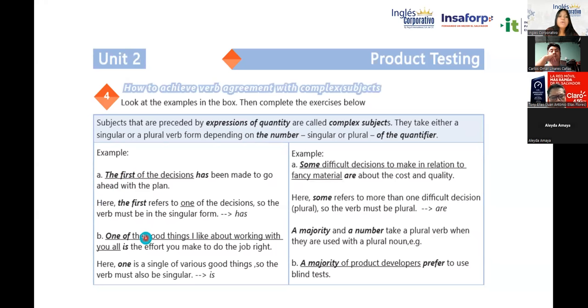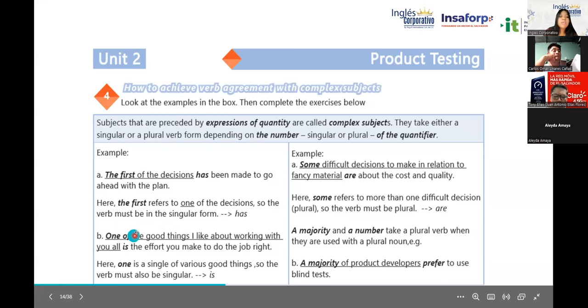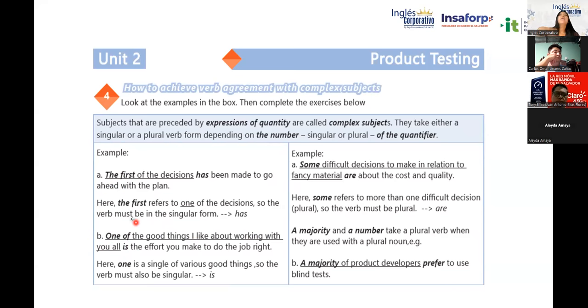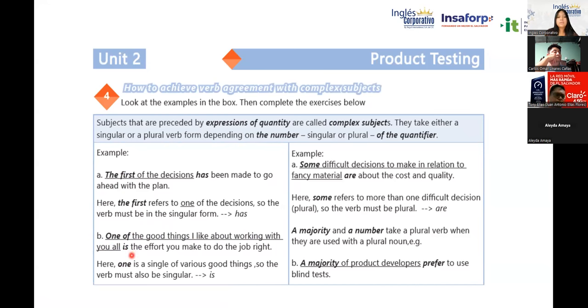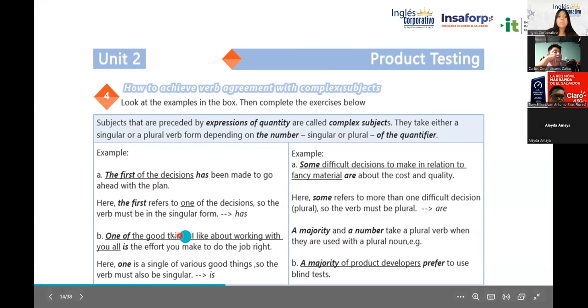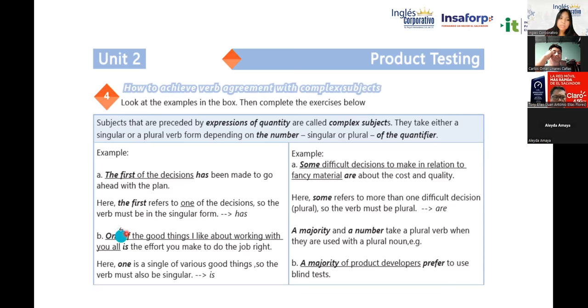Now, one of the good things, yeah? Look at this one. One of the good things I like about working with you all is, because every time that we use one of, the verb will be singular because we are mentioning one. Even though you see the good things, which is plural, this is singular and this is the subject. Okay? Then we have some difficult decisions. Whenever we have some and we have difficult decisions to make in relation to fancy material are, because some is the subject, which is plural. Here, some refers to more than one difficult decision, plural. Okay.